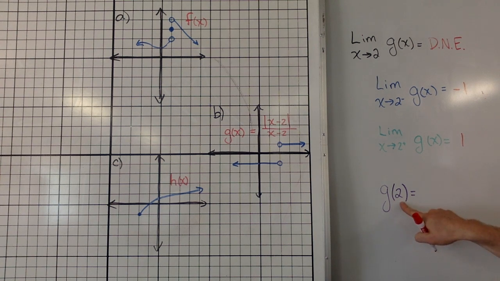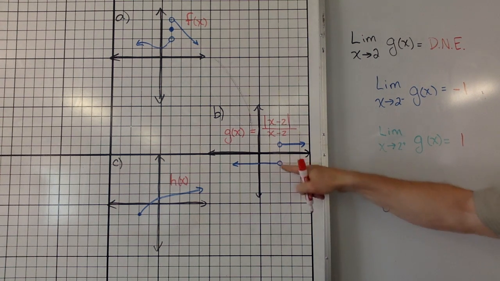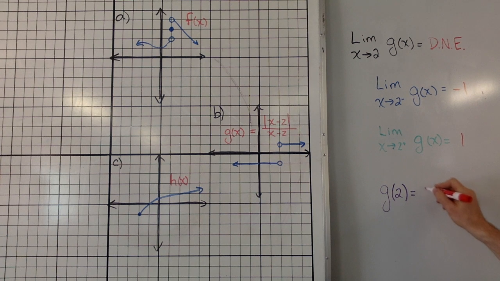And then finally, if we're looking for the actual value at exactly 2, we find out, wow, that doesn't exist either. Does not exist. So it turns out that there's no function value or limit there.